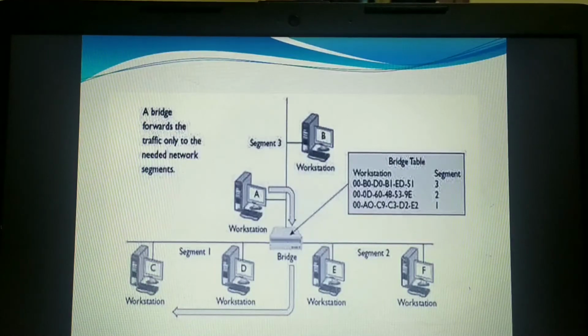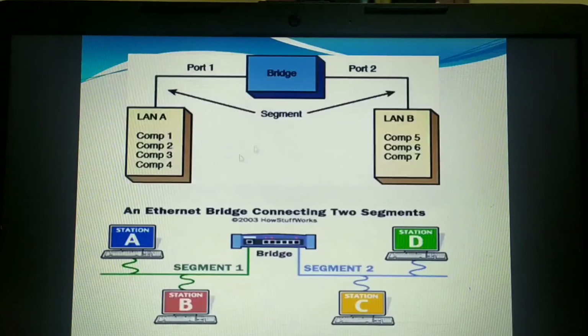Now if the bridge believes that the destination address is there in a network other than the one from which the data was received, then it will forward it to the exact destination depending upon that physical address. So you can see here a bridge forwards the traffic only to the needed segments, otherwise that packet will be blocked. Here I can say that there are so many different computers, 4 computers and here 3 computers. Now this network is actually divided to maintain the traffic.